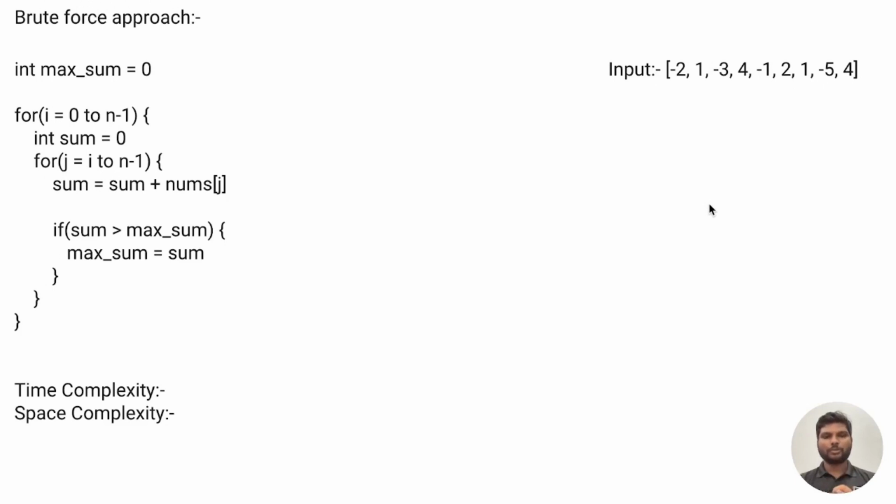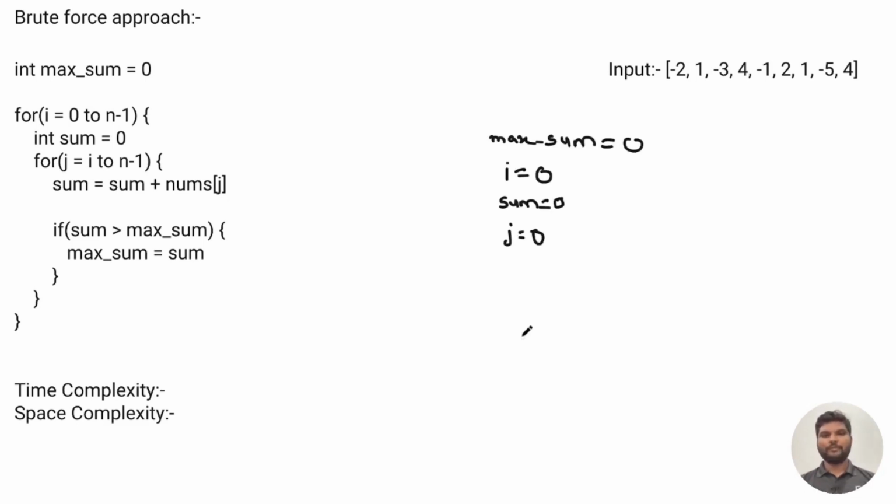In this approach, we will generate all the subarrays and calculate their sums. If the sum is greater than a maximum sum variable, which we will store globally, then we will assign max sum the sum value. So that's the overall intuition behind this algorithm. Now let's see how this works.